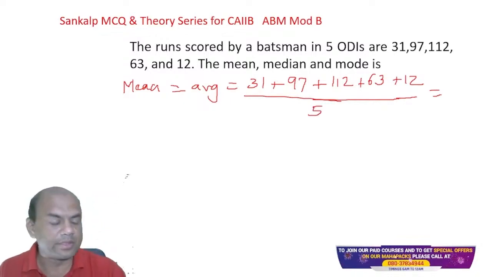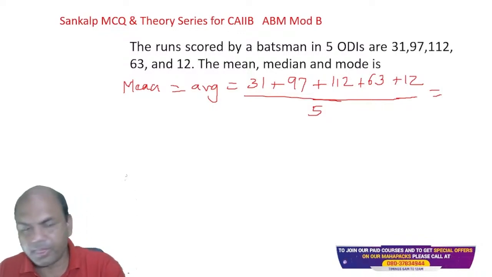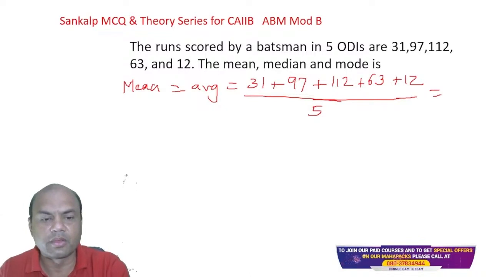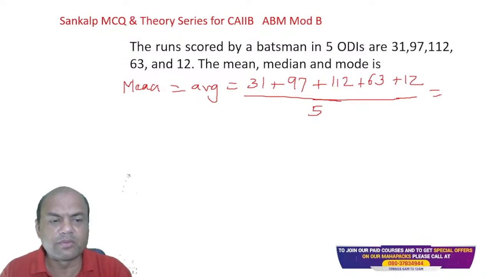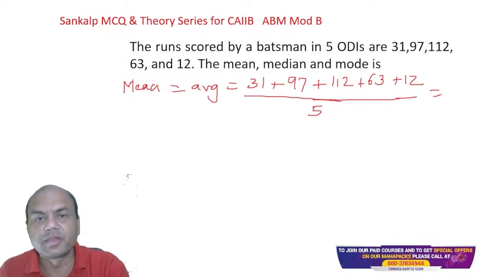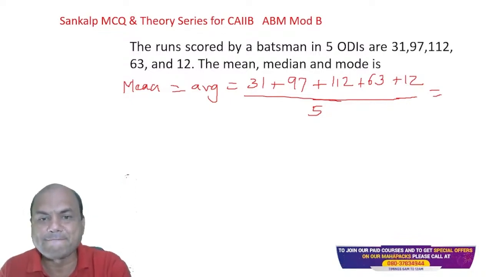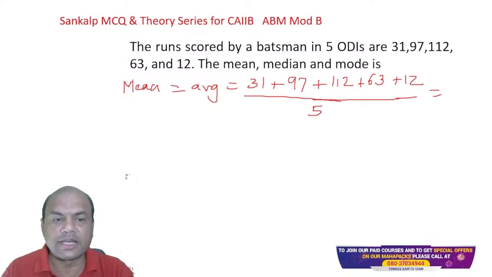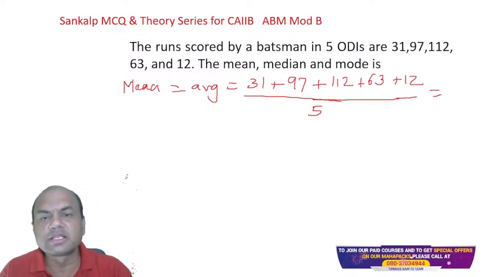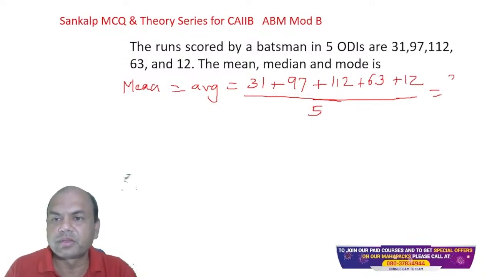Everyone do it. Let me see who is getting the answer over here. Who's getting it? Everyone, do it fast. See, exams are near. So you need to do it fast. So what is it? 31 plus 97 plus 112 plus 63 plus 12, right? So total is 315 divided by 5. That is what?